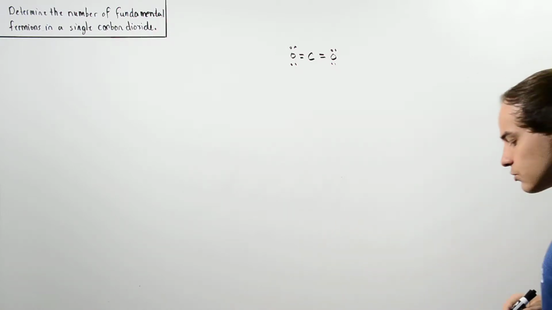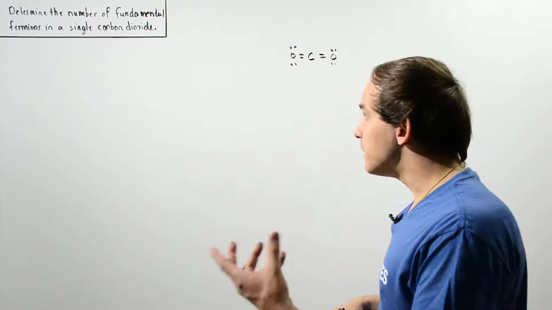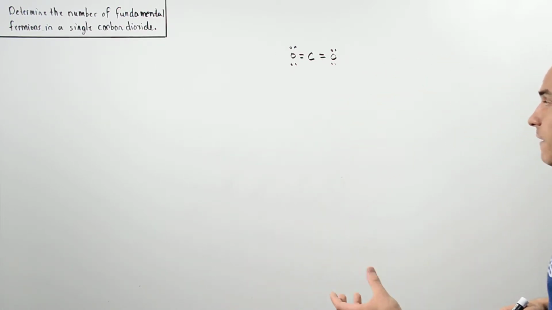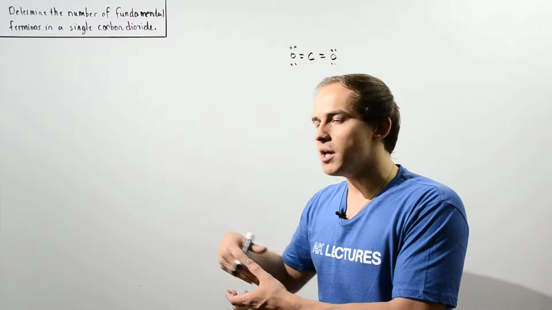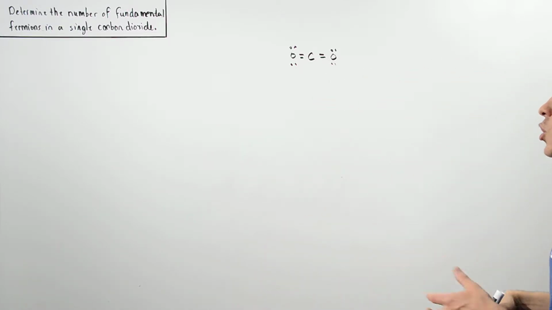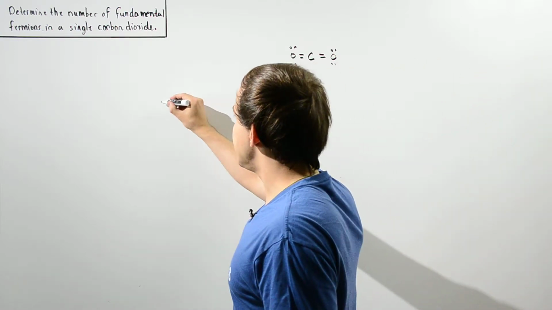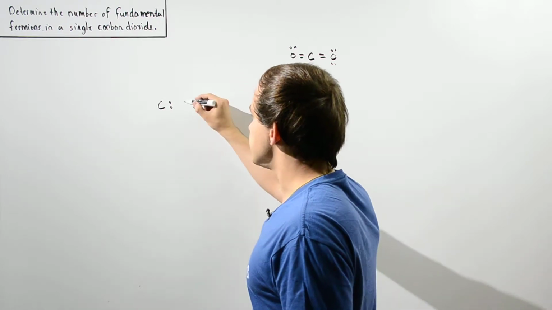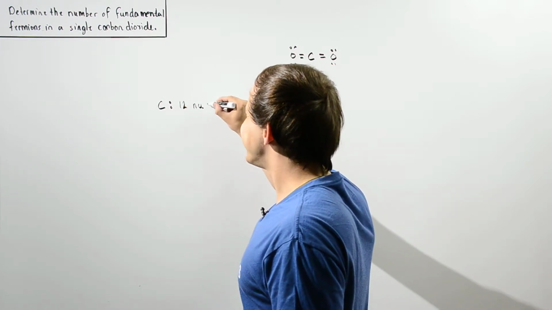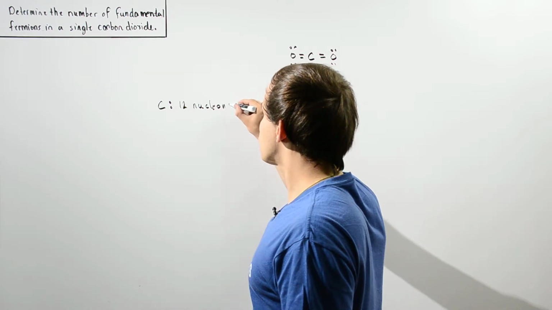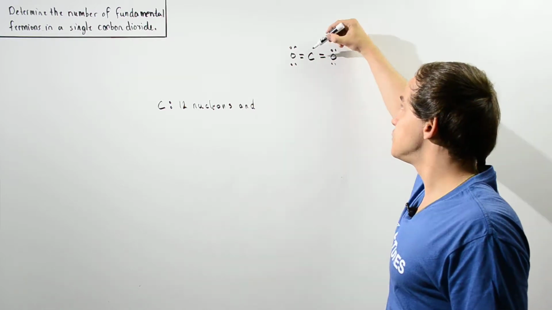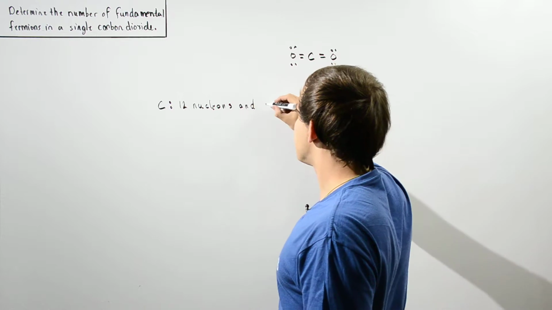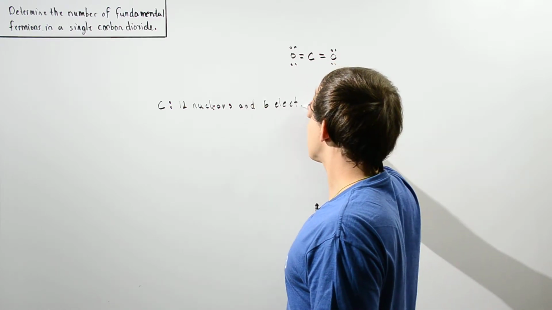Now we also have electrons, and electrons happen to be fundamental fermions. So once we find the total number of nucleons and multiply that by 3, we then add the number of electrons, and that will give us the total number of fundamental fermions. So, let's begin with the carbon. The carbon itself consists of 12 nucleons. We have 6 protons and 6 neutrons, which sum up to 12. And we also have 6 electrons because this is neutral.